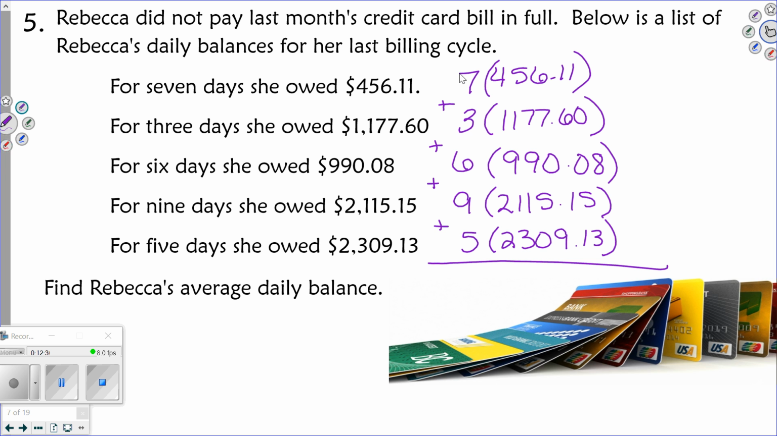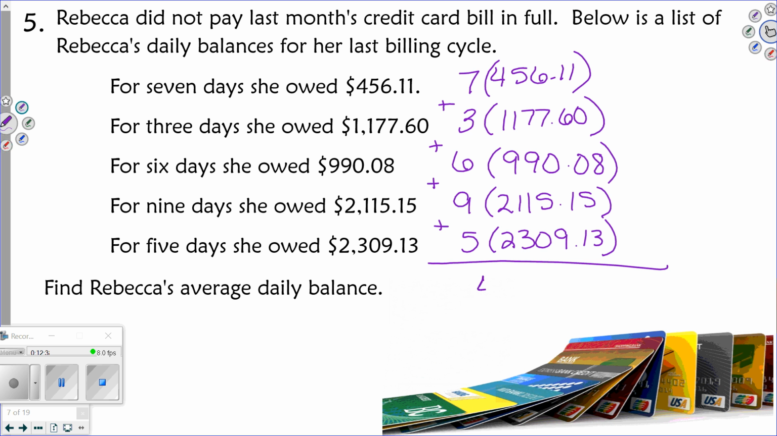All right, so when we multiply all this stuff together, you get $43,248.05. Does she owe $43,000? No, she doesn't owe $43,000. How many days? We have to add them all up and divide by how many, right? We have to divide by how many days this was. Well, how many days are we talking? They listed them right there for you. So that's 10, yeah, 30 days.